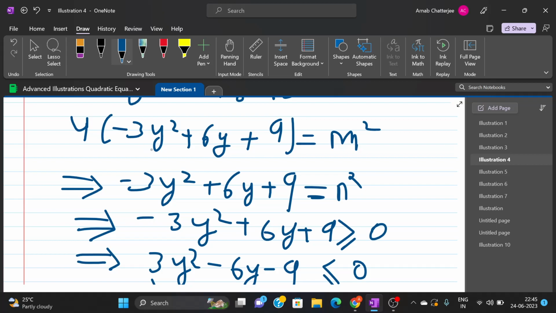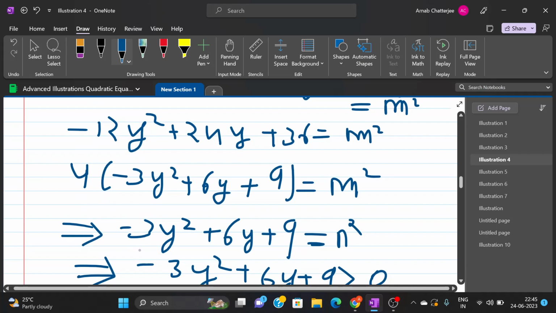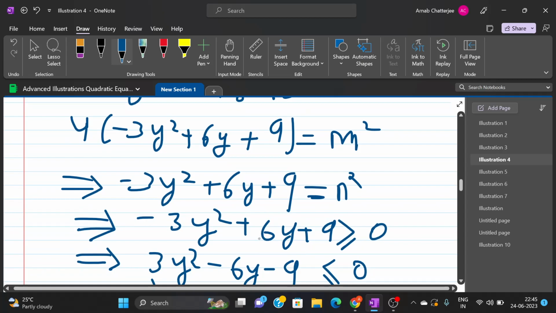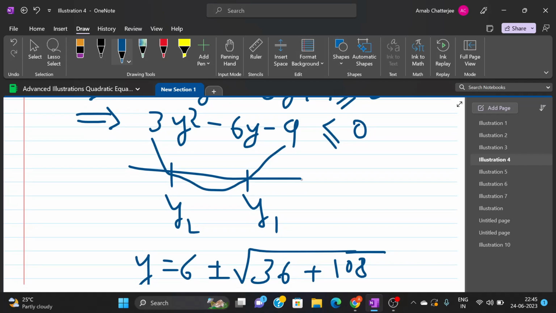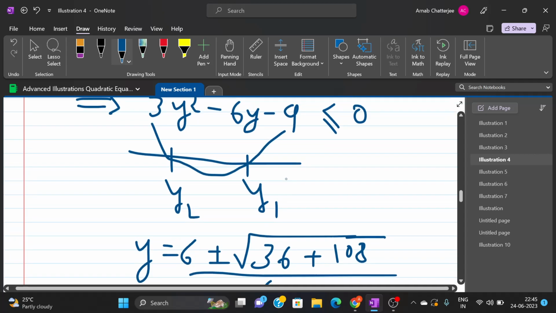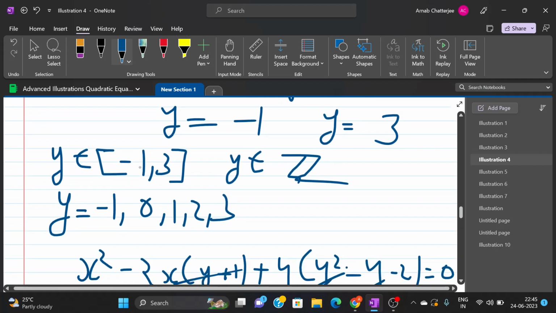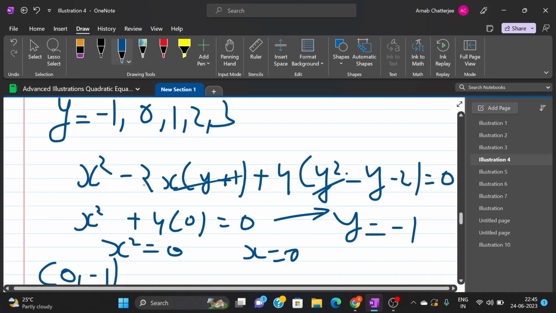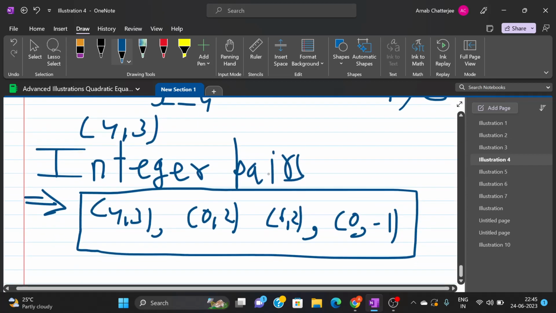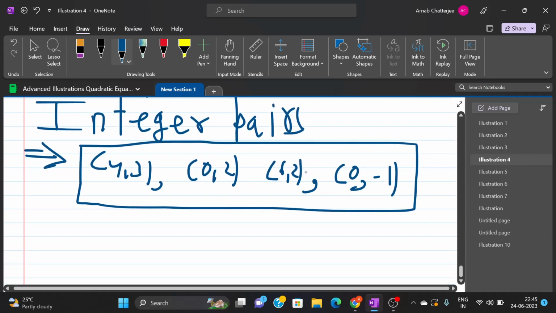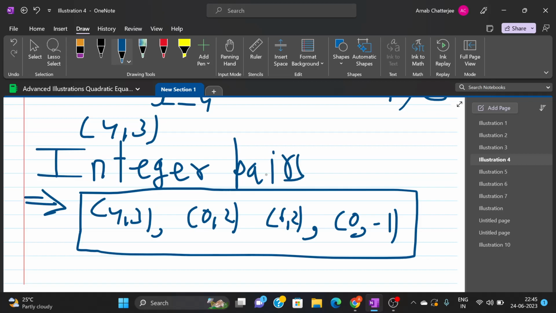So I factored out a four common from here, and since 4 is a perfect square, this thing should also be a perfect square. And if this is a perfect square, then it should be positive. Then I solve the inequality. I know that y will belong between the roots only if it has to satisfy this inequality. So y belongs to minus 1, 3, both inclusive, and then just start putting the values from minus 1 to 3 and keep obtaining x. So this was a lengthy problem, and these kinds of problems become very important because they are a popular variety in Olympiads.